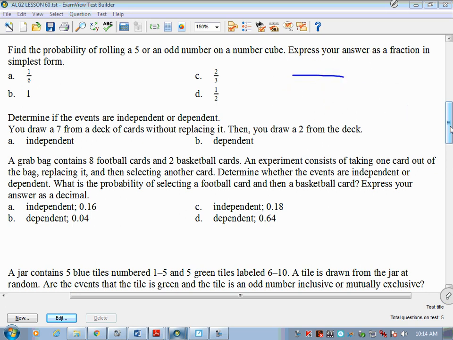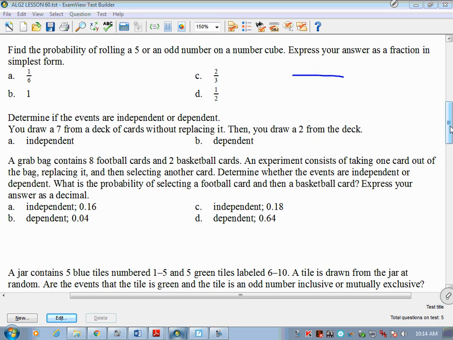Find the probability of rolling a 5 or an odd number on a number cube. Express your answer as a fraction in simplest form. Well, this is not mutually exclusive, is it? Because 5 is an odd number. Because 5 is included, it's an inclusive event. We're really looking for the probability of rolling an odd number.